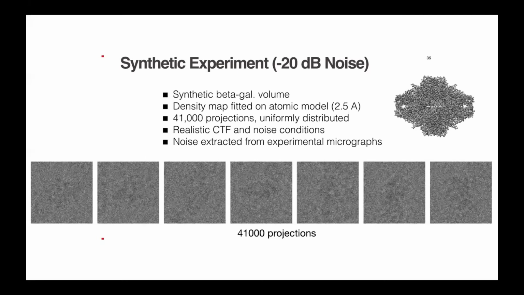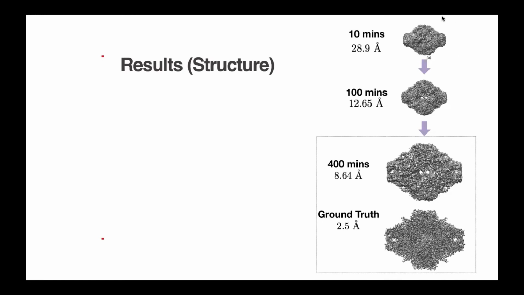So we have 41,000 projections, and we feed them to the CryoGAN algorithm. We can see that in 10 minutes, it gives an ab initio kind of reconstruction, which is 29 angstrom. And after 400 minutes, it converges to something like 8.6 angstrom, where the ground truth had 2.5 angstrom of information.